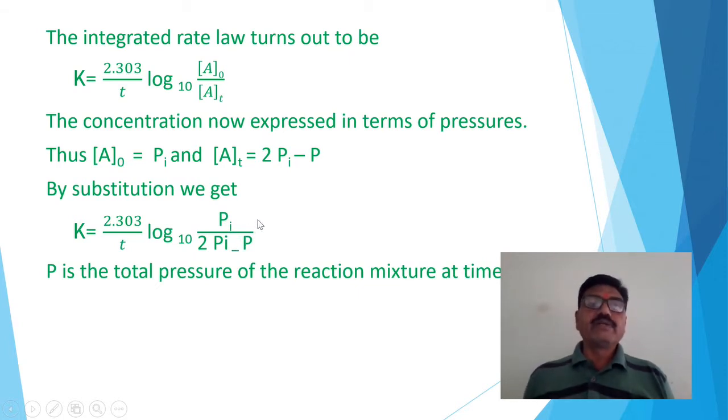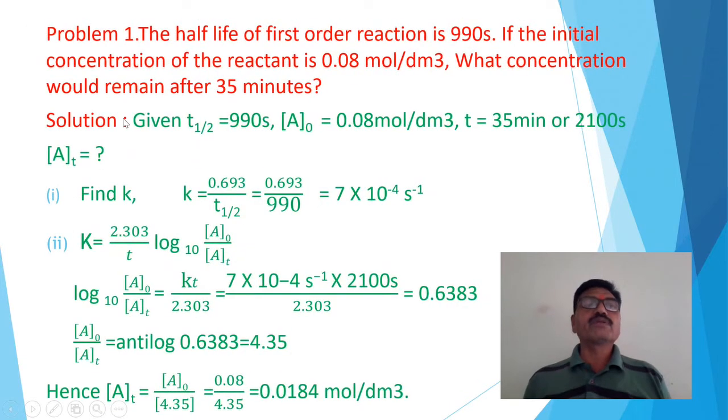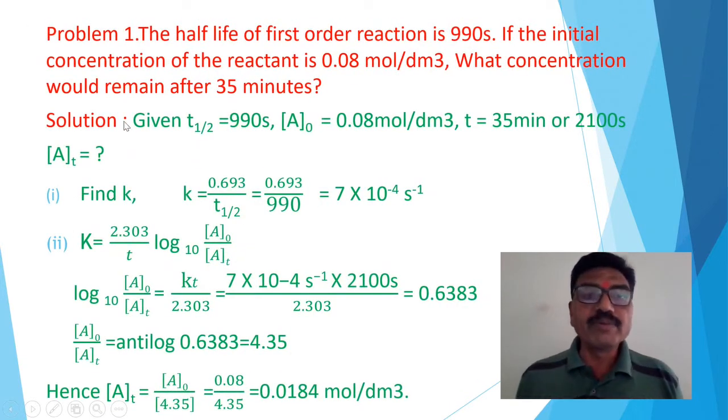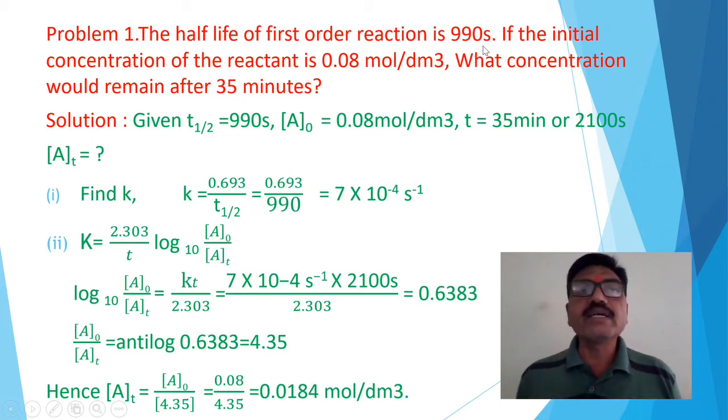So we will try to solve a few examples given in the textbook. Try to understand. These are simple numericals, but very important ones. See here, what is problem number 1? The half life of a first order reaction is... Concentrate here, try to understand what is asked and what is given in the numerical.